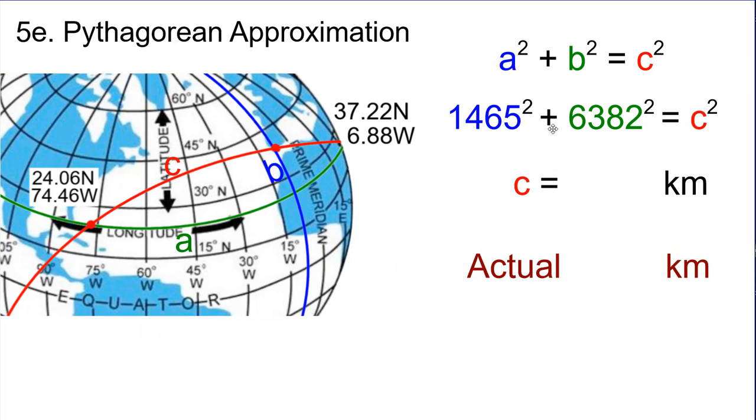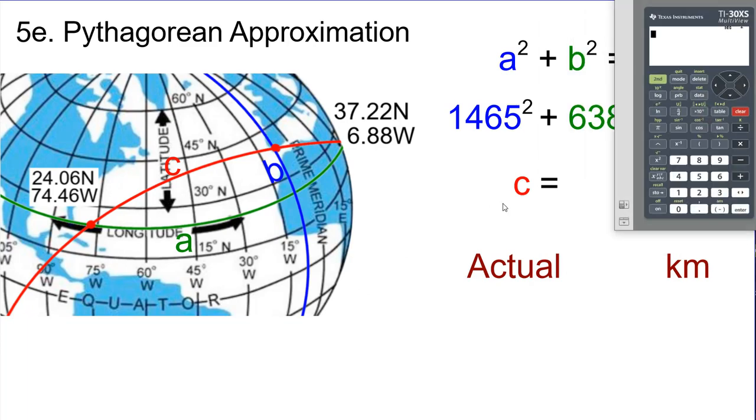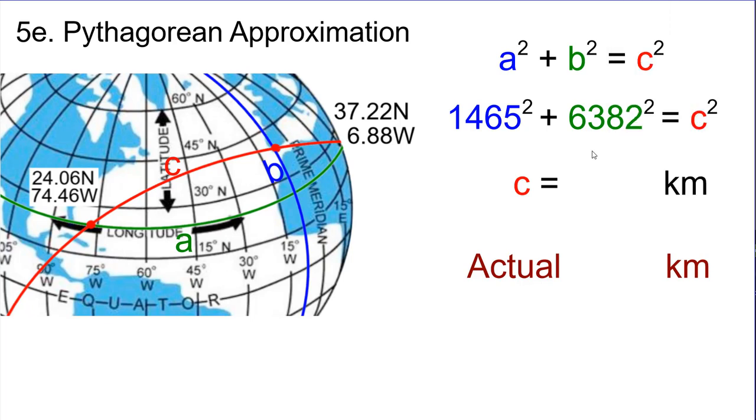All right, so if we do the Pythagorean theorem, I'm going to go ahead and actually show you that in the calculator because I can. So 1465 squared, so we'll do that squared plus 6,382 squared.